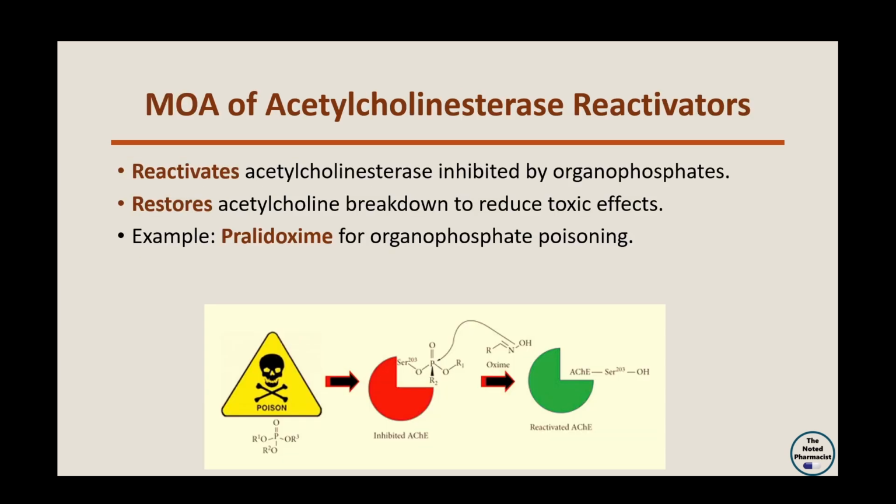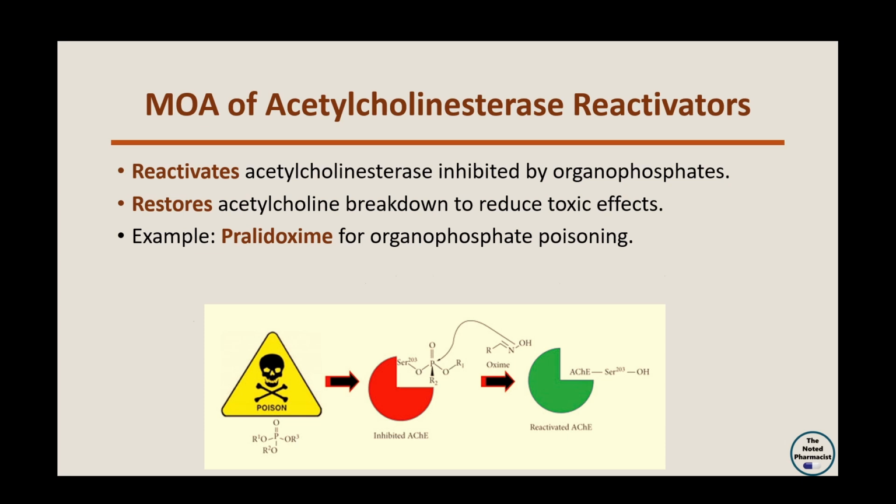Pralidoxime is an anticholinesterase reversal agent that reactivates acetylcholinesterase inhibited by organophosphates. By breaking the bond between the enzyme and the toxin, it restores acetylcholine breakdown, alleviating symptoms of acetylcholine accumulation like muscle weakness or respiratory distress.